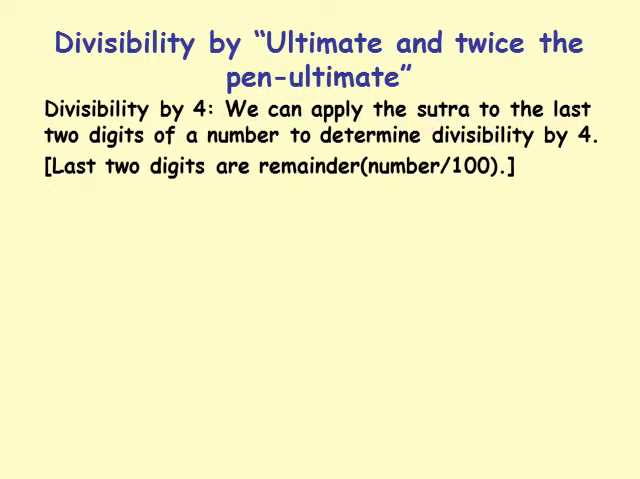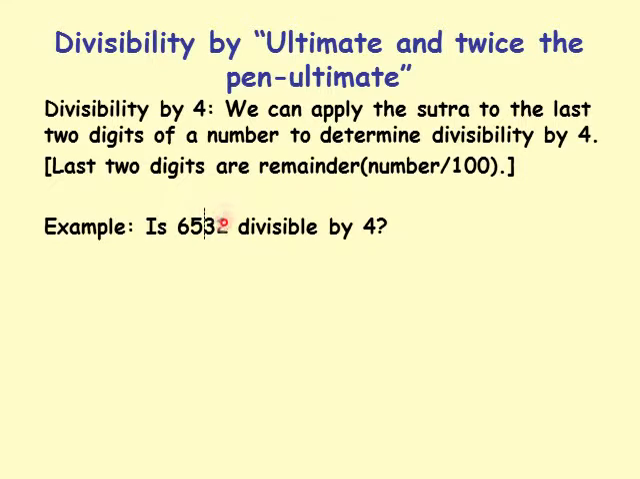So we can apply this sutra to the last 2 digits of a number to determine divisibility by 4. Note that the last two digits are the remainder of the number when you divide by 100. Example: is 6532 divisible by 4? This line here marks the digits on the left and the digits on the right. We're looking for two digits on the right. So we know that 32 is divisible by 4, so this number is divisible by 4.